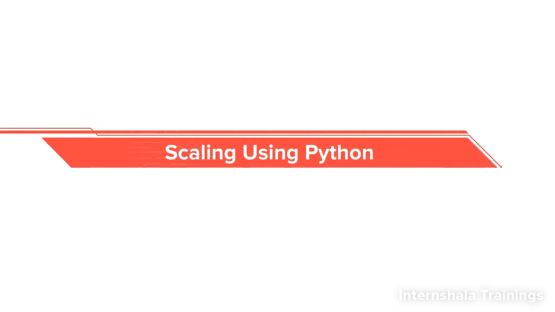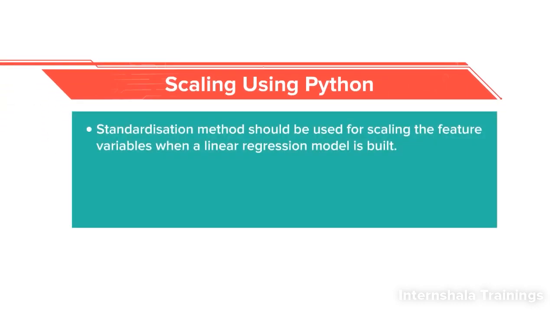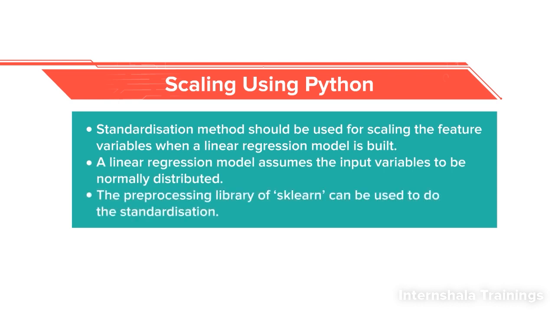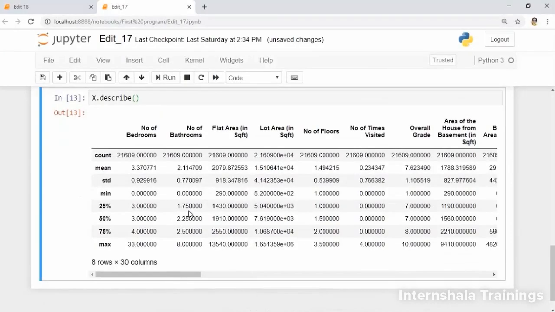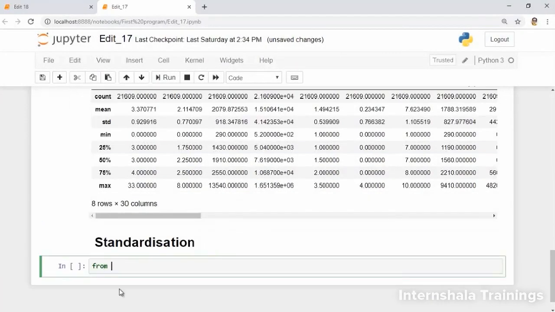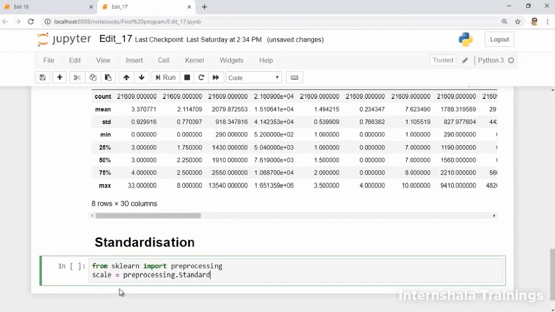Let's see how that is done using Python. We will be using the standardization method for scaling the feature variables in our dataset since we are building a linear regression model which assumes the input variables to be normally distributed. We will be using the pre-processing library of sklearn to do the standardization for us. Let's first import the library. Next, we create the object scale. For that, we write the code as shown on the screen.